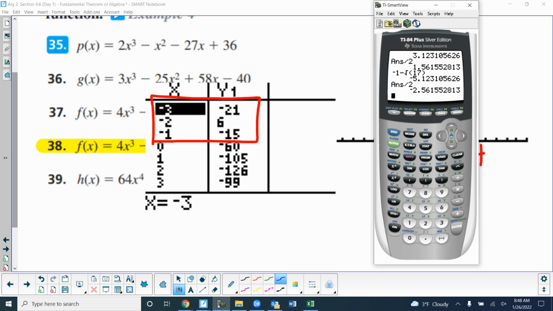Okay. Today is very, very similar, but we're not going to be able to see all the zeros like we could last night. So we're going to have to do some synthetic division today, okay, which you guys are good at, right?